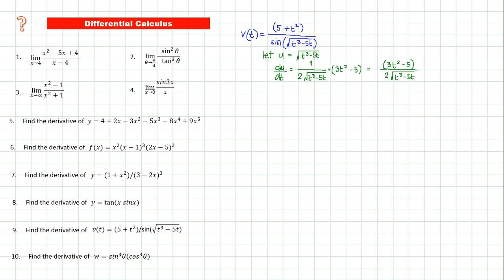Dahil gagamitin natin yan. Therefore, i-rewrite natin yung ating function. Okay? Sorry, medyo tagilid yung sulat ko ngayon. So, i-rewrite na natin siya. We have v of t equal to quantity 5 plus t squared over sine of u na green, no? Green yung ginamit natin. Ganyan. Yan. So dito, medyo mas madali na siyang isolve, di ba? Kasi nawala na yung radical dyan, medyo kayang-kaya na natin yan.